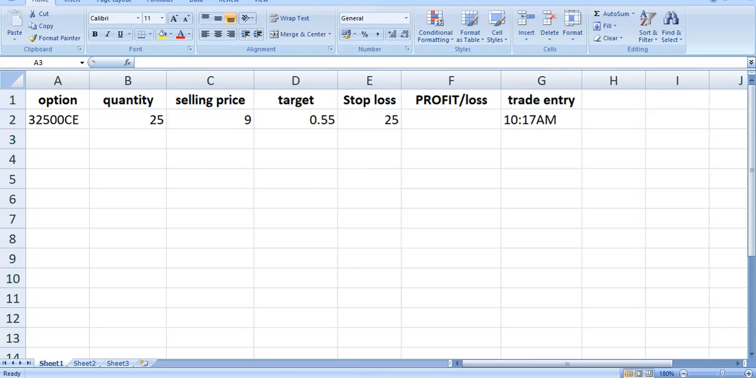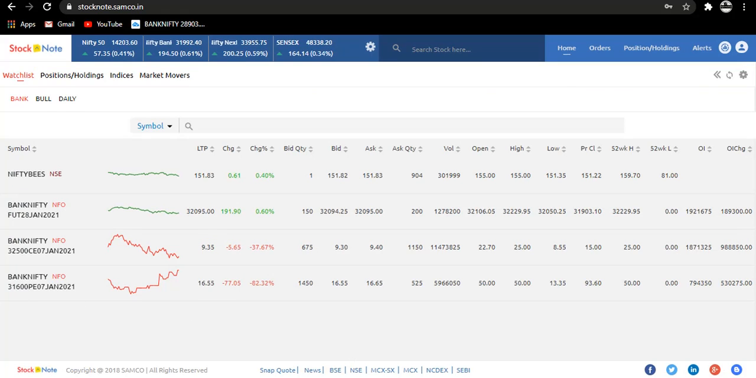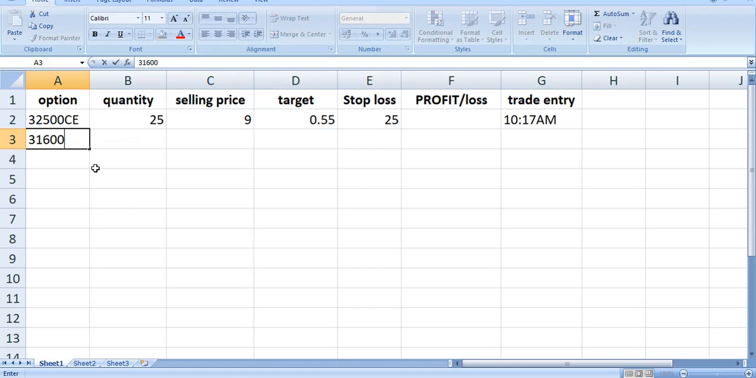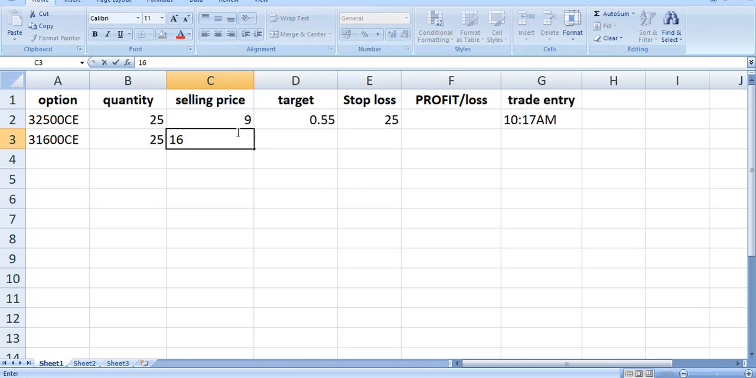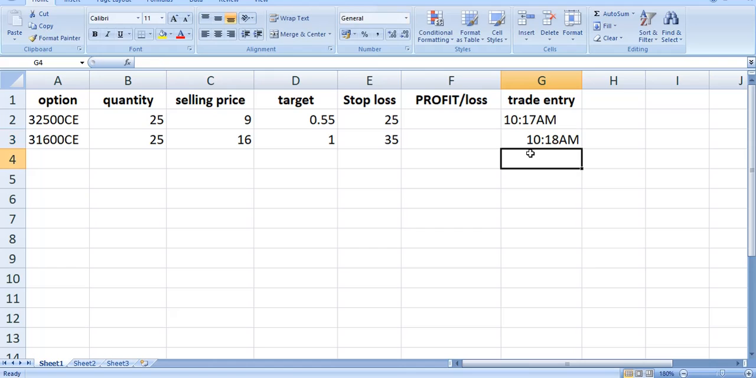And the second option which we are selling is the 31,600 put. One lot, that is 25 quantities, and our selling price here is 16 rupees, with a target of 1 rupee. Traders, here our stop loss will be 35, and the time is 10:18 AM. We are mentioning the time to see whether our stop loss was hit or not.